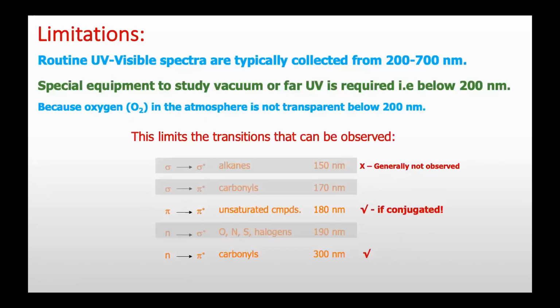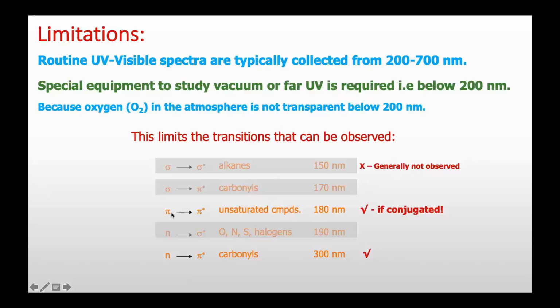UV spectrometer also has some limitations, because routine UV visible spectra are typically collected from 200 to 700 nanometers, and special equipment to study vacuum or far UV is required. If you want to do UV spectrum below 200 nanometers, you have to use special equipment working under vacuum, because oxygen in the atmosphere is not transparent below 200 nanometers and can also absorb UV light below 200 nanometers. So this limits the transitions that can be observed, because not all transitions absorb above 200 nanometers. So now we have to depend only on the pi to pi star transition and n to pi star transition to get information about organic molecules.